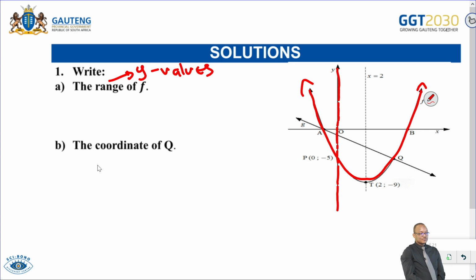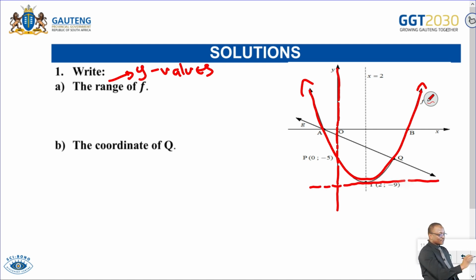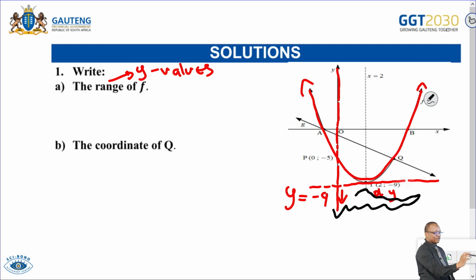So, we can see that at this point, x is 2 and y is -9. Then, from -9 going downward, we don't have a graph. At this point, we don't have a graph. So it means the graph of f ends at -9. It means the graph is defined from -9 going upward.